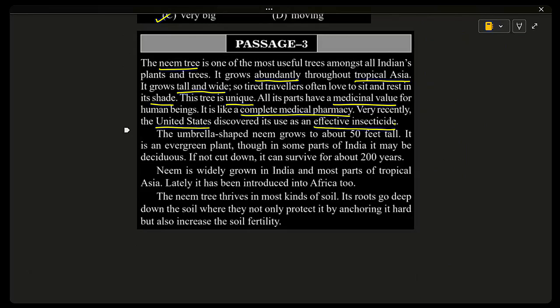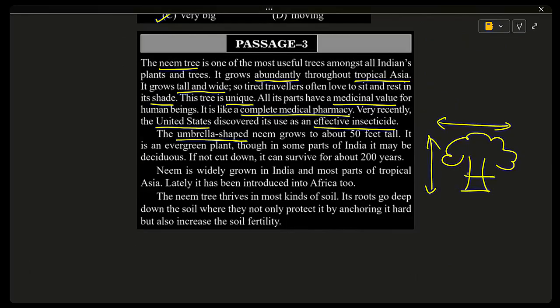So next, the umbrella shaped neem. You can see the neem tree will be something like this. It grows horizontally and it grows vertically. The trunk size also increases year by year. So this is looking like an inverted umbrella.